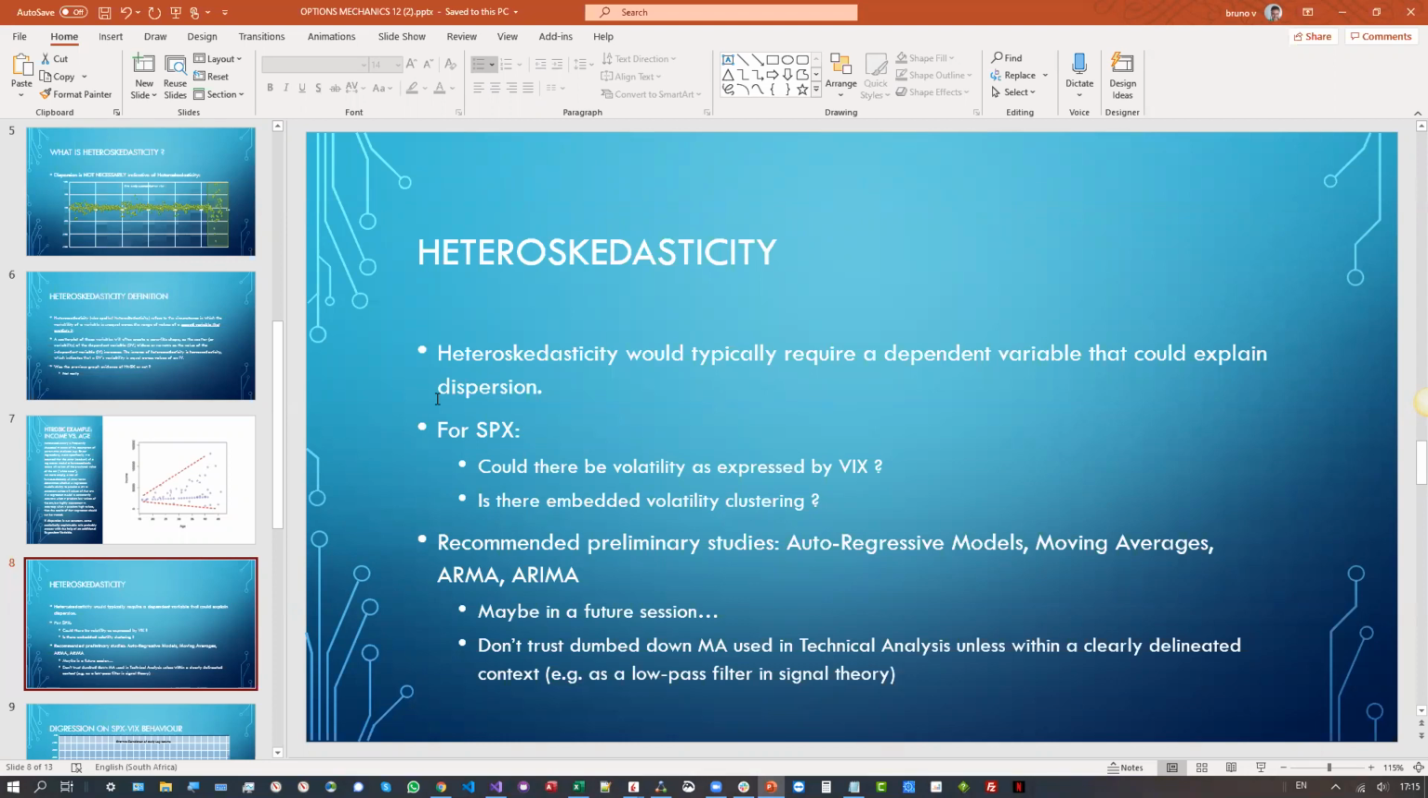What is actually interesting when you study heteroskedasticity and you have that lack of dependent variable is that we are going to look at autoregressive models. We are going to use SPX, and the dependent variable will be SPX as well, just a lagged version of SPX. That's why I said that maybe a good preliminary study would have been other autoregressive models, moving averages, where you try and figure out trend or some relation between the environment and the previous environment.